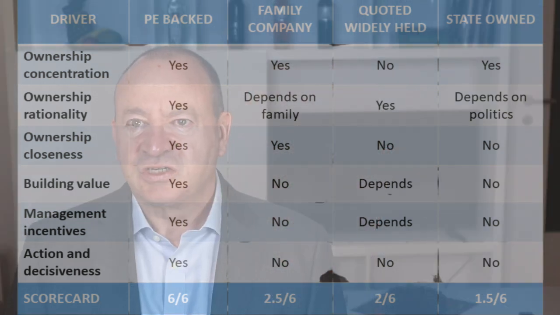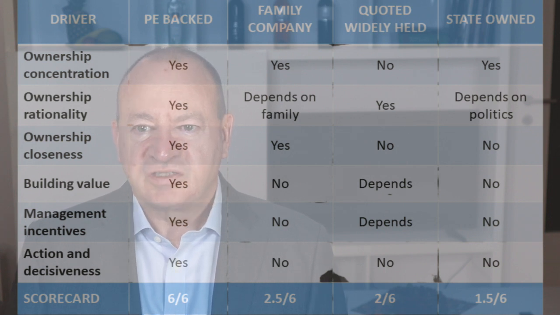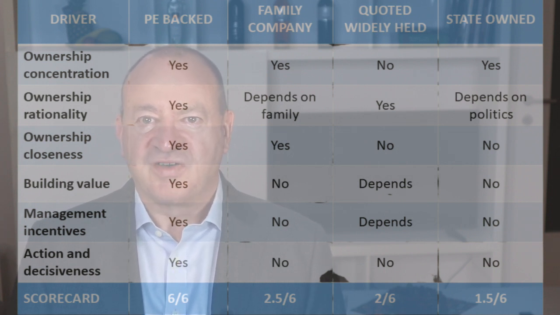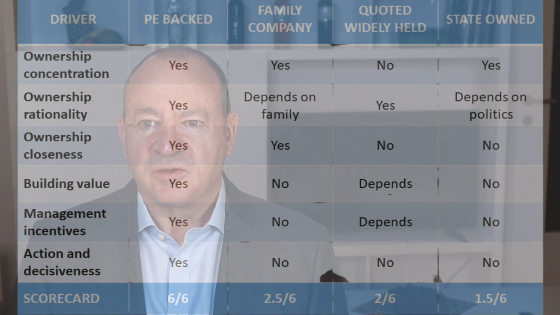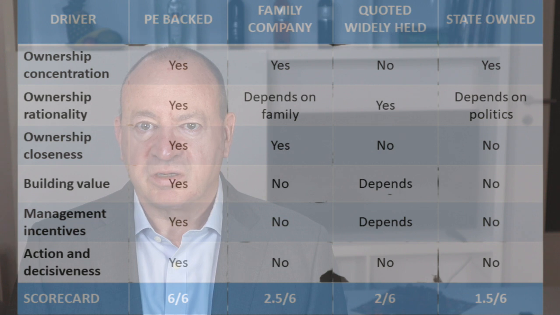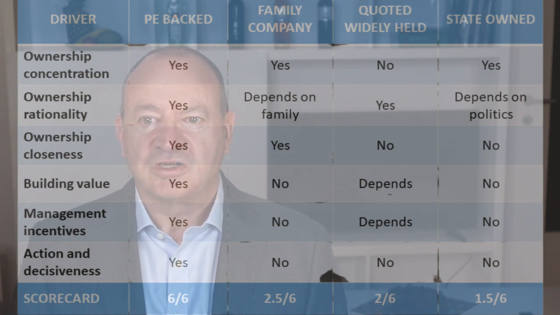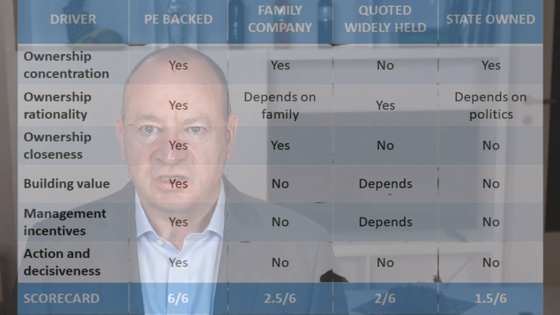And then finally, action and decisiveness. The private equity fund manager has a time horizon of 5-7 years, for example. It will vary according to the economic cycle, but he's got to get things done within that period. He can't wait for the next generation, for example. And so that leads to action and decisiveness in the decisions regarding the company.